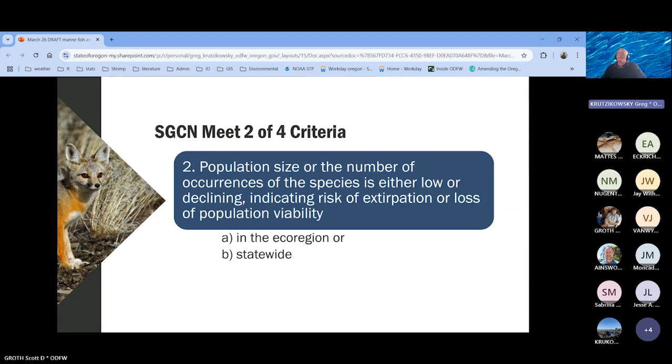The next criteria presented here in full is that the population is low or declining, either in the ecoregion or statewide. An example here would be a species like the kit fox or pygmy rabbit with very low population sizes in the state, or Pacific sardine, which have been declared overfished by the National Marine Fisheries Service. Next slide, please.